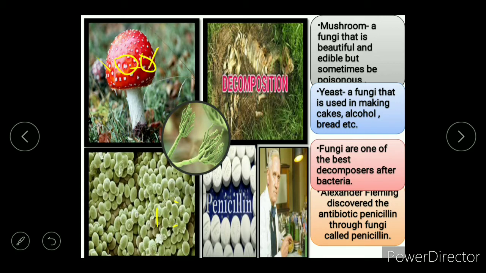So we have discussed yeast and now we are going further on how fungi are decomposers. Fungi are also living, but they are not animals or plants. That is why scientists gave them their own classification, that of fungi. Why are they not plants?